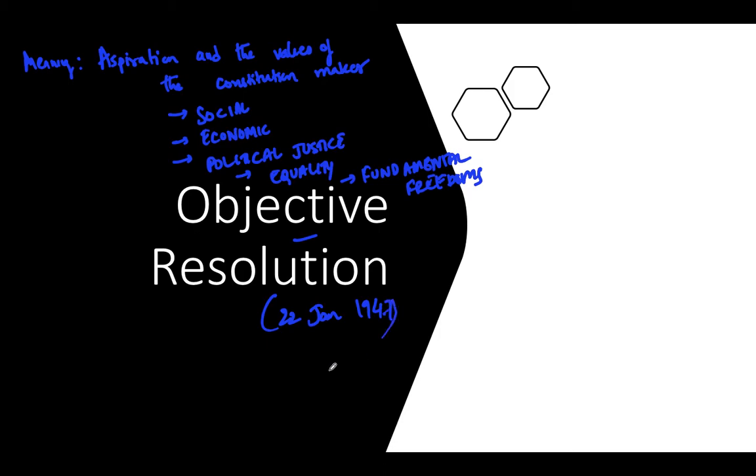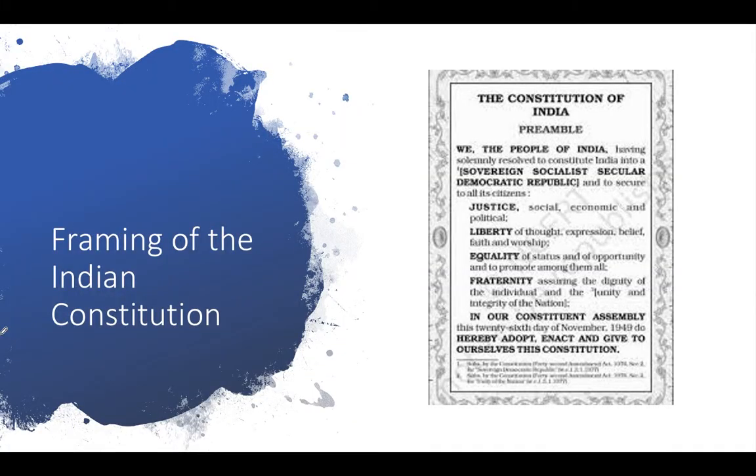Clear? What is objective resolution? And it became the preamble to the constitution. So what we call the preamble nowadays is actually the objective resolution. Clear? So it became the preamble to the country. Here you can see the preamble. This is actually the objective resolution.